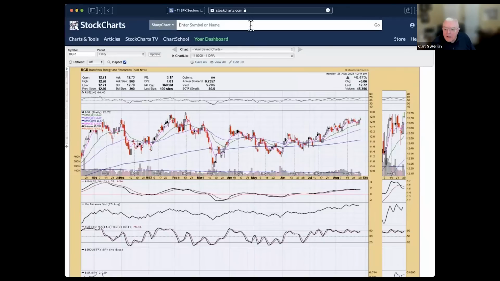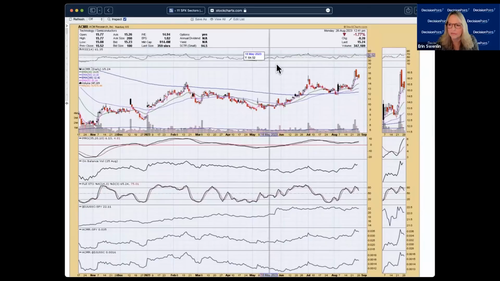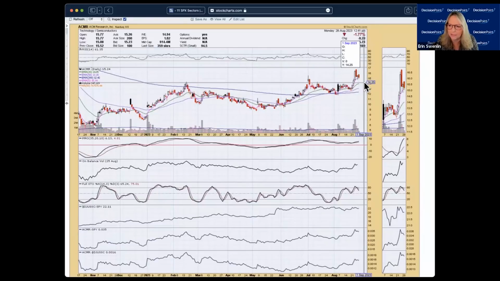Okay. ACMR. Semiconductors, as I said, when I looked at it, we need to be careful with semiconductors. This one looks okay. Looks like a possible flag formation, but today is trading on a big bearish engulfing candlestick. And that tells me that we should get another day of decline out of this one. PMO is still rising, so I would keep this one.